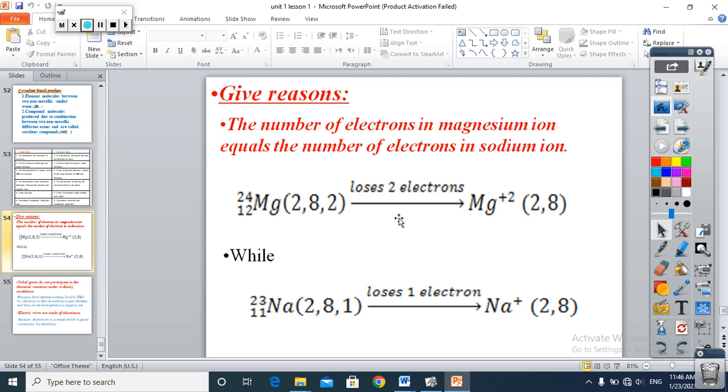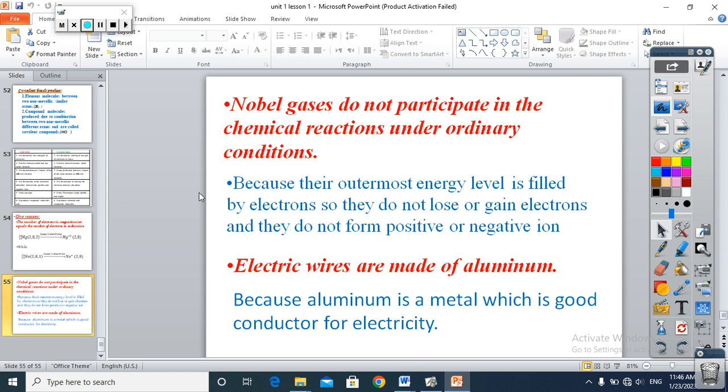Give reasons. The number of electrons in magnesium ion equals the number of electrons in sodium ion. When magnesium loses 2 electrons, the number of electrons in its ion is 10. While when sodium loses 1 electron, the number of electrons in its ion is also 10. Noble gases don't participate in chemical reactions under ordinary conditions because their outermost energy level is filled by electrons. So they don't lose or gain electrons and they don't form positive or negative ions.